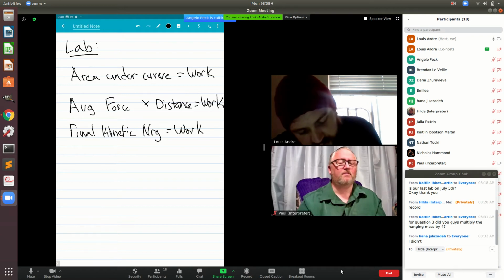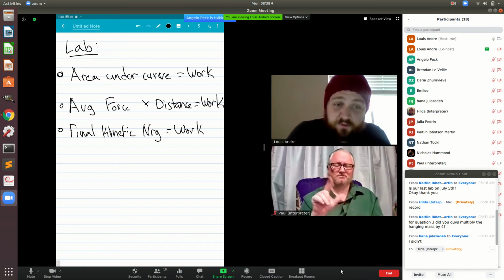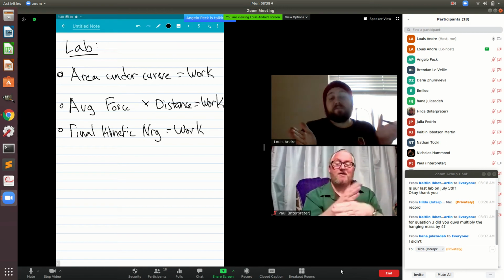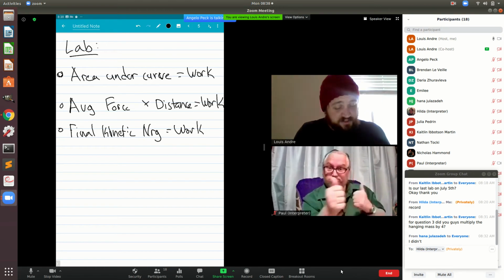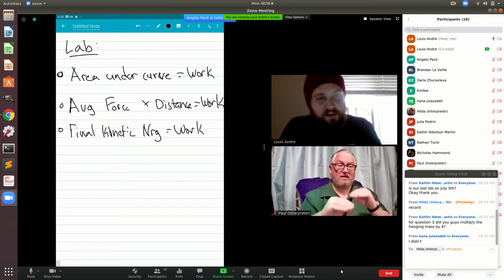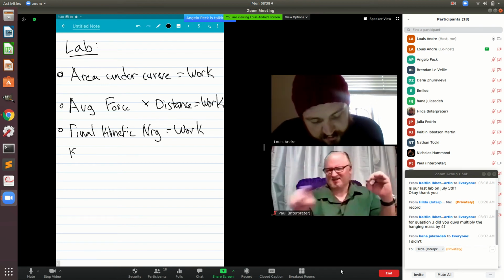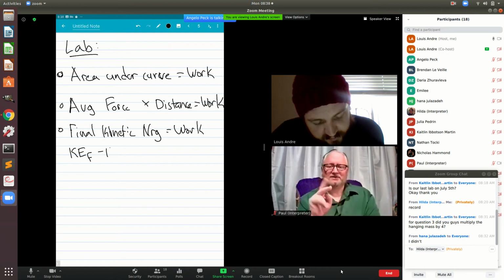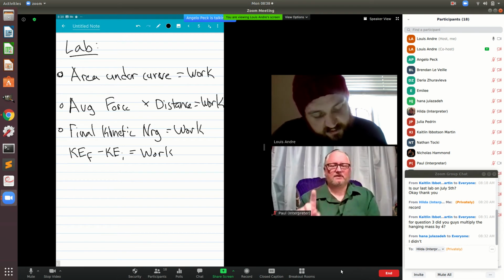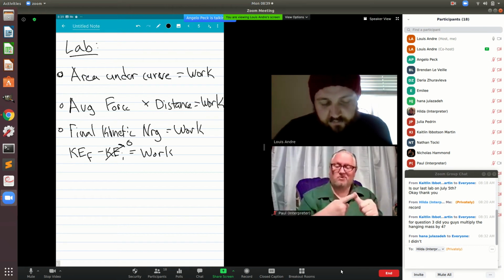Okay, so these are the 3 things that essentially we're doing right now in this lab. We're showing that the area under the curve is equal to the work done, equal to the change in energy. The average force multiplied by the distance over which that force was applied is also equal to the work, which is also the change in energy. And the final kinetic energy is equal to the work because your initial kinetic energy was 0, right? So it's your kinetic energy final minus kinetic energy initial, which is equal to your work. But in this case, kinetic energy initial was 0, okay? So your final kinetic energy is going to be equal to your work. Right, and those are the 3 things that we're doing in this lab.